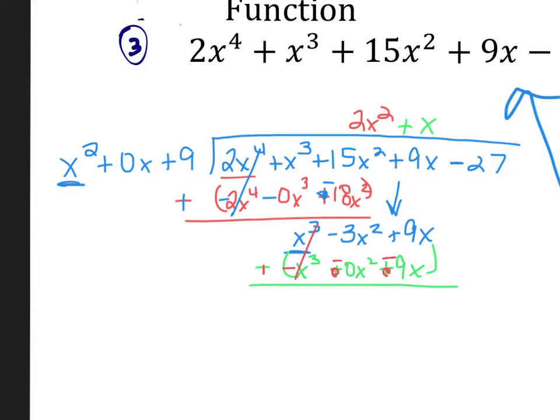My x cubes cancel out. Negative 3x squared minus 0x squared is just negative 3x squared. 9x and negative 9x cancel out. Bring down your negative 27.